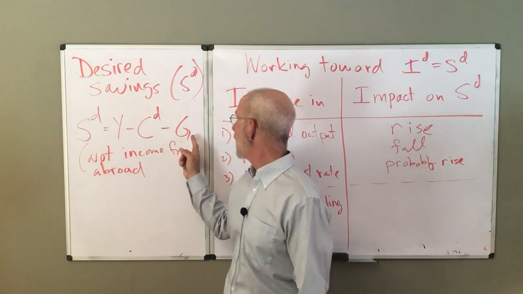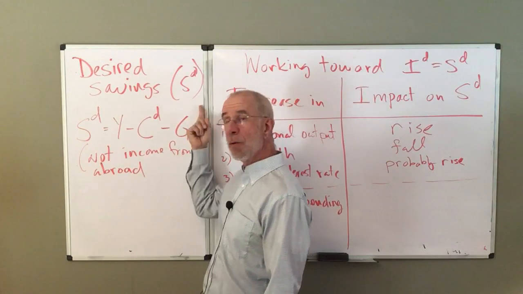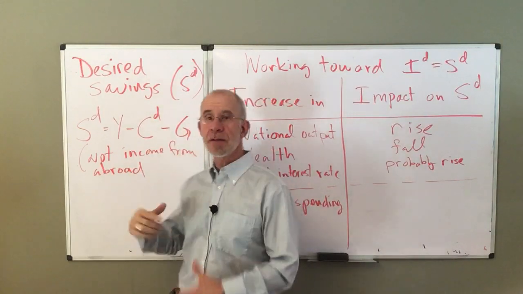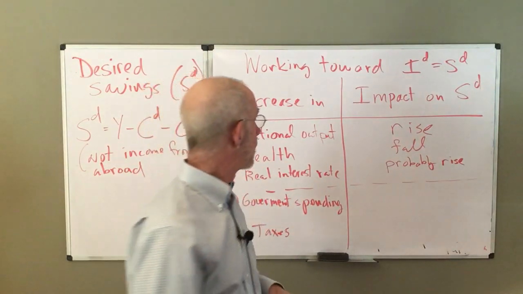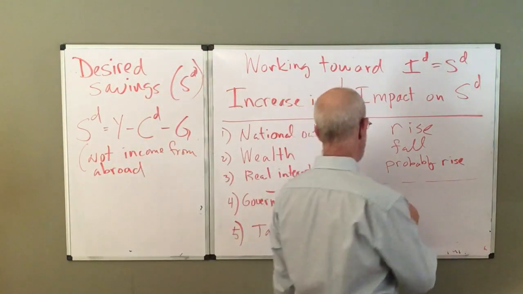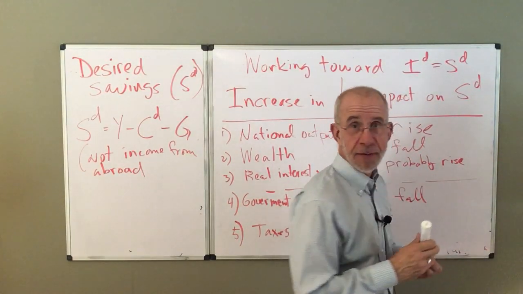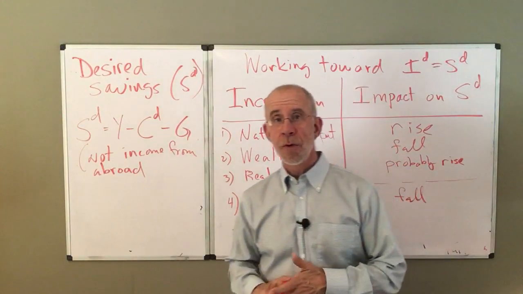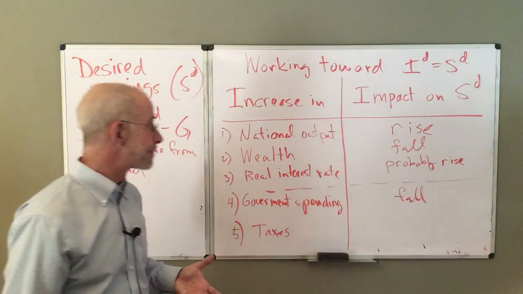So what you will tend to have is an increase in government spending, but consumption doesn't fall by as much. And this again, keeping national income constant. So what you would see is that desired savings would tend to fall with that increase in government spending.